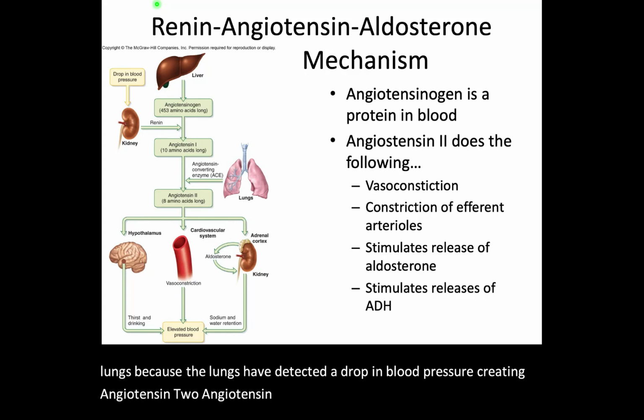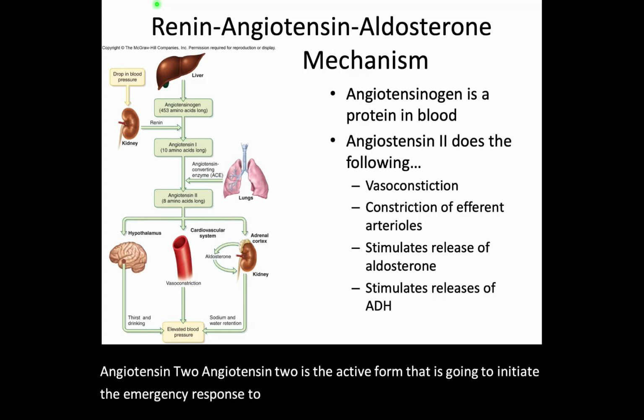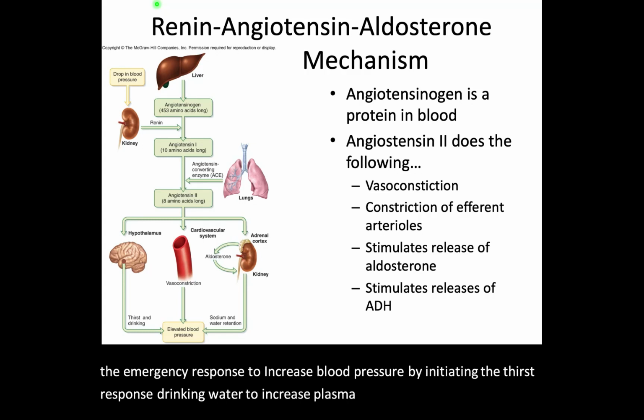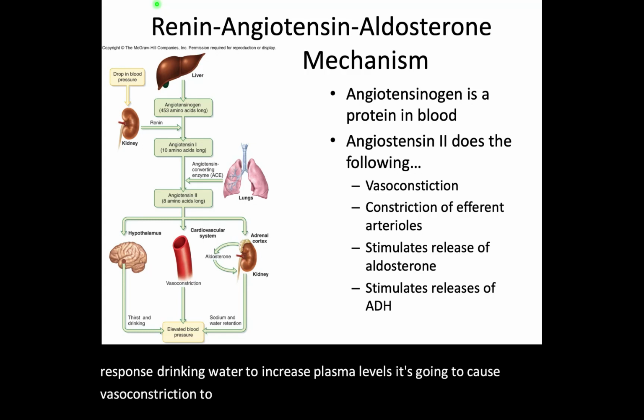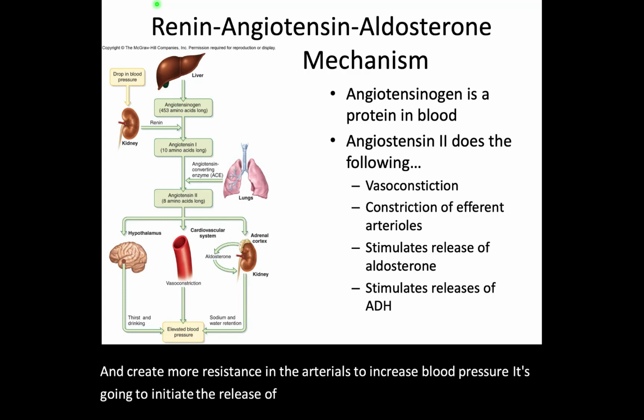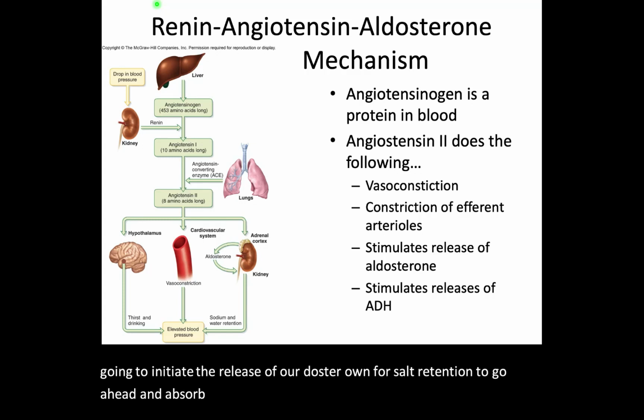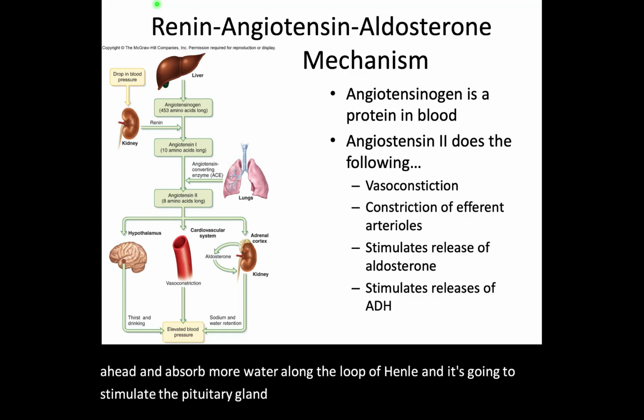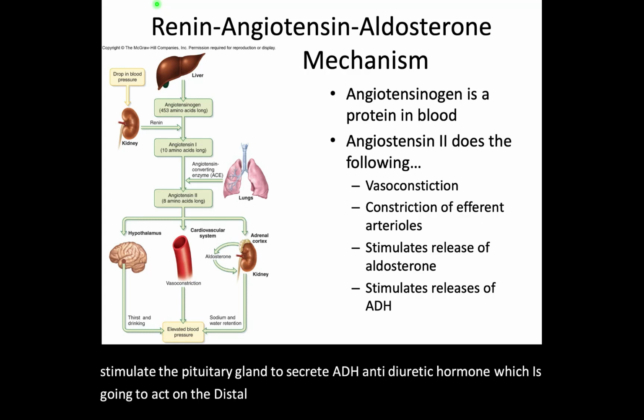Angiotensin 2 is the active form that is going to initiate the emergency response to increase blood pressure by initiating the thirst response, drinking water to increase plasma levels. It's going to cause vasoconstriction to go ahead and create more resistance in the arterioles to increase blood pressure. It's going to initiate the release of aldosterone for salt retention to go ahead and absorb more water along the loop of Henle, and it's going to stimulate the pituitary gland to secrete ADH, antidiuretic hormone, which is going to act on the distal convoluted tubules to reabsorb even more water.